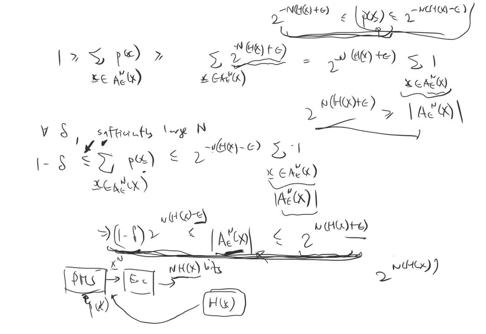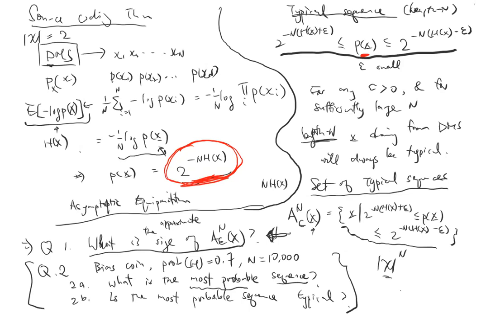So now let's go back to the earlier question, question 2. Let's say I have a biased coin, where the probability of heads is a bit higher, like 0.7, and I flip it 10,000 times. I will get a sequence, and of course this is a random sequence because this is a random process. The questions are: what will be the most probable sequence, the sequence that has the highest probability? And also, is this sequence typical?